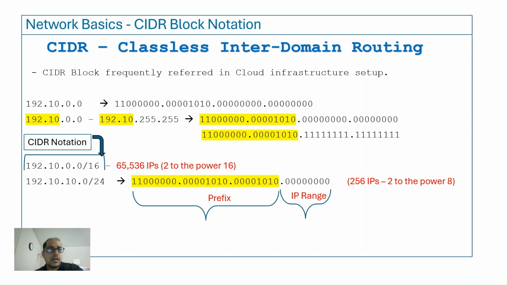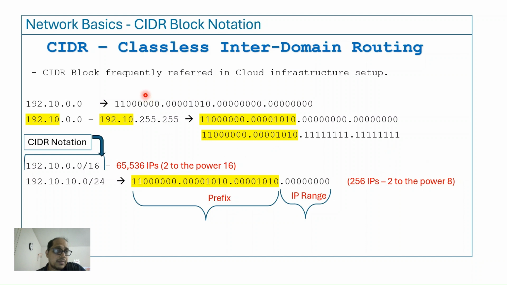Hello, today we'll talk about a network concept called CIDR block notation. CIDR stands for classless inter-domain routing. A CIDR block is a compact syntax to specify an IP address range in a network.